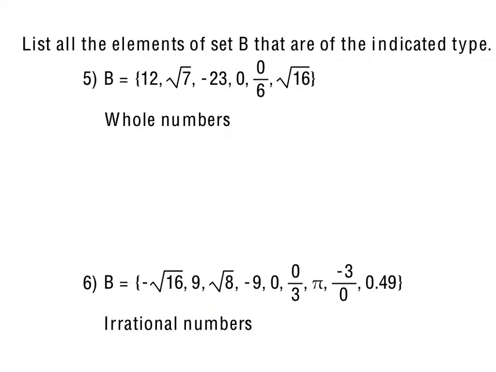5 and 6, we're listing the elements of the set that are of the indicated type. So we're looking at whole numbers for number 5. So 12 would work. Whole numbers do not include negatives. So -23 is out, and the square root of 7 is not a whole number. That would be irrational. 0 and 0 over 6 would both be whole numbers because they're both 0, and the square root of 16 is a whole number.